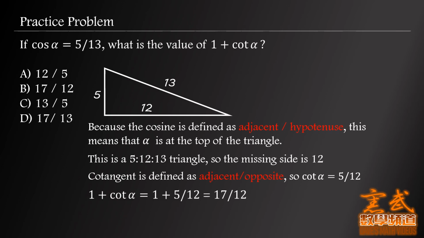And based on this, we can add 1 to this. So 1 plus the cotangent of alpha is equal to 1 plus 5 over 12, or 17 over 12, which means that answer choice B is the correct answer.